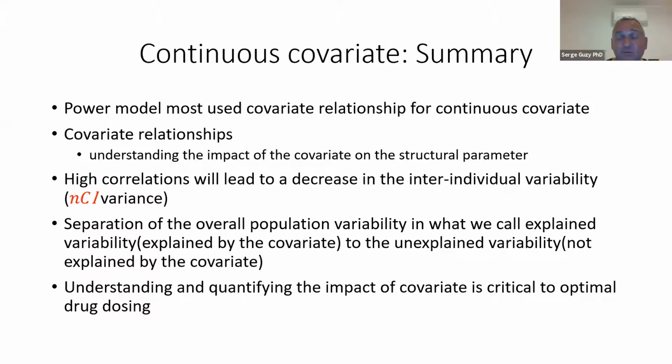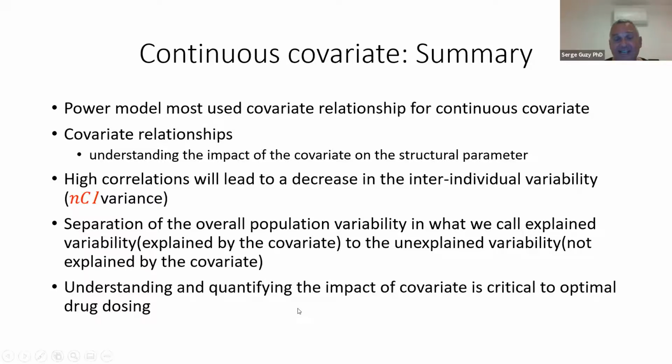While if everybody would take the same amount, or even in some cases the amount per kilogram, sometimes you are not able to decrease the overall population variability. And what we are trying to do when we quantify the covariate relationship is to basically shrink the overall inter-individual variability. The separation of the overall population variability into what we call explained variability, again, explained by the covariate, we want to differentiate between that and the unexplained variability not explained by the covariate. Okay, that's why we do a covariate relationship.